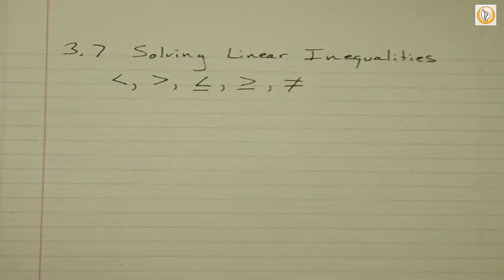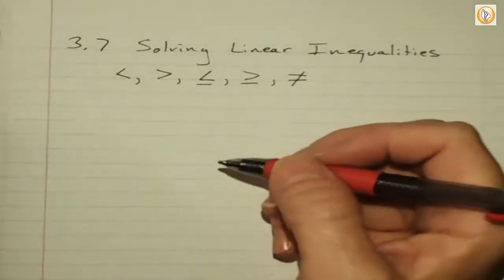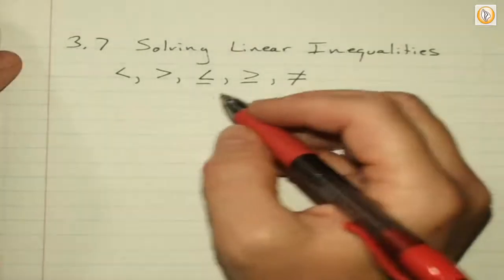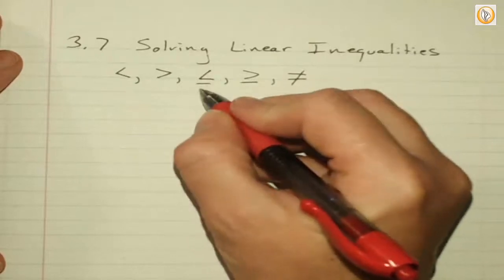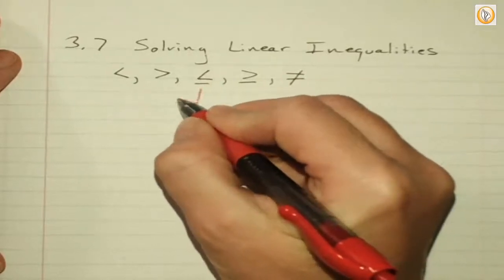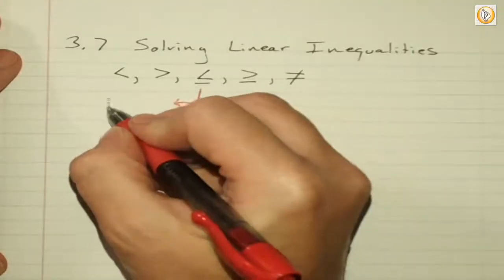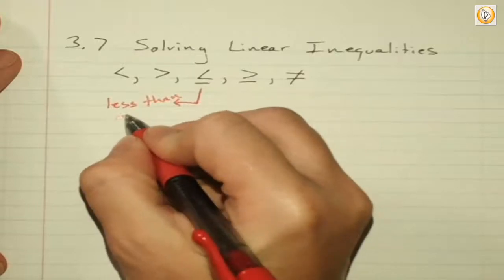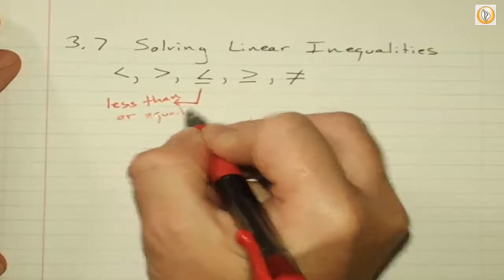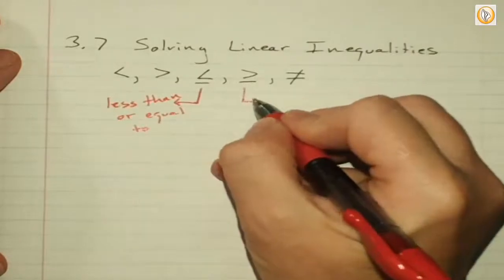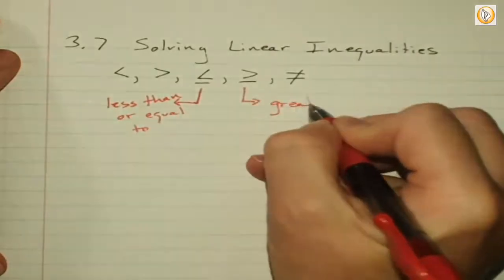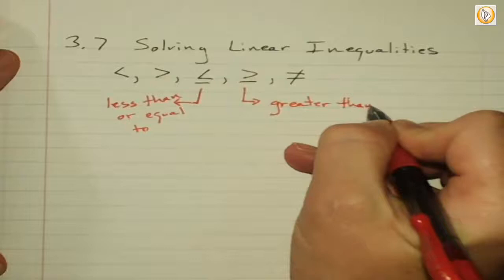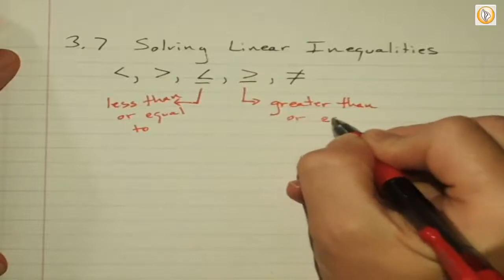I have a question. Yes. I forgot what greater than or equal to, less than or equal to are. Like something is less than, okay, we'll talk about that in just a minute. Okay, so this one right here is less than or equal to. This is greater than or equal to.